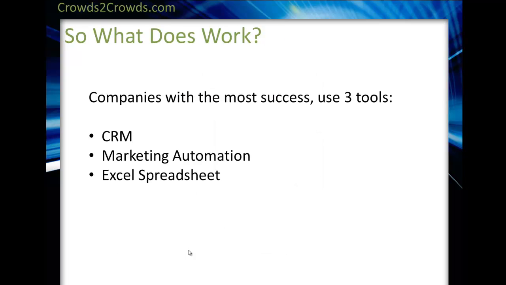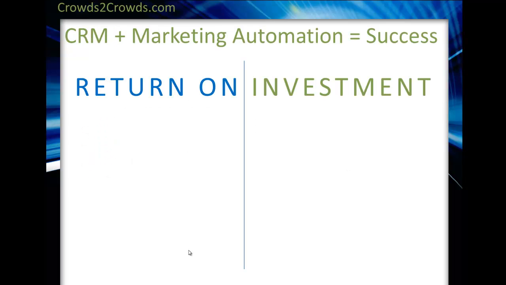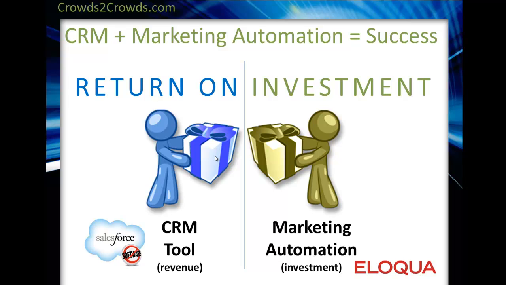So what does work? Well, companies with the most success use three tools: CRM, marketing automation, Excel spreadsheet. So here's what typically happens. CRM plus marketing automation equals success. Here's our CRM tool, and for the rest of this presentation, I'm going to assume that CRM tool is Salesforce, and I'm also going to assume that the marketing automation platform is Eloqua. CRM gives you the return, and of course, Eloqua, the marketing automation tool, gives you the investment.